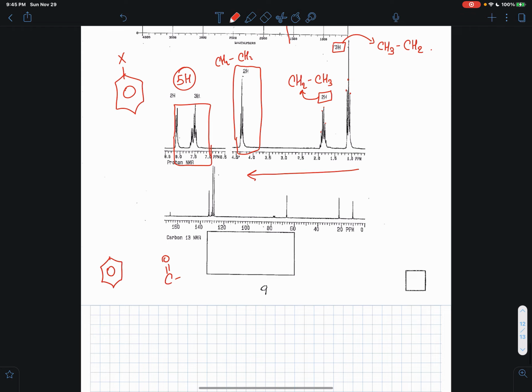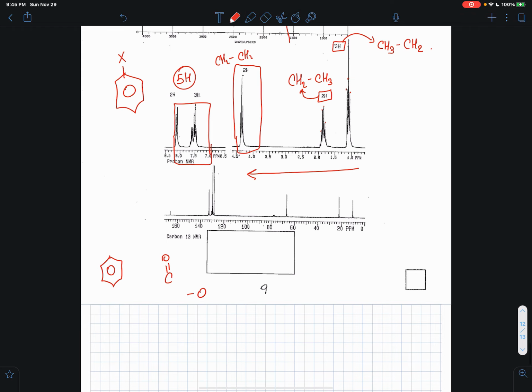And I know that I have a bond that's connected to an O, right? And I also know that I have a CH2, CH3, CH3, right? CH2, CH2, CH3. So what I would do here is I would put the whole thing together. But there's something to notice here: this CH2 has to be connected to an oxygen or something. The reason is that it's way downfield compared to normal alkanes, right? So because of that, I'm gonna connect this oxygen to the CH2.